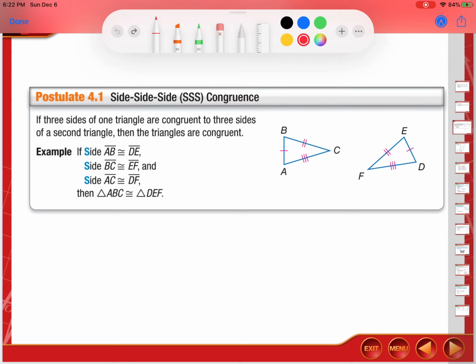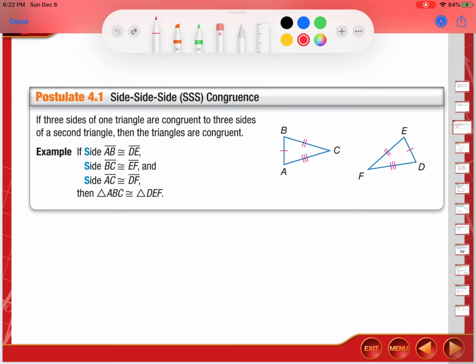So moving on, the first postulate we're going to deal with is SSS, or side-side-side. I hinted at this in the 40-minute video yesterday. If three sides of one triangle are congruent to the three sides of the second triangle, then the triangles are congruent.